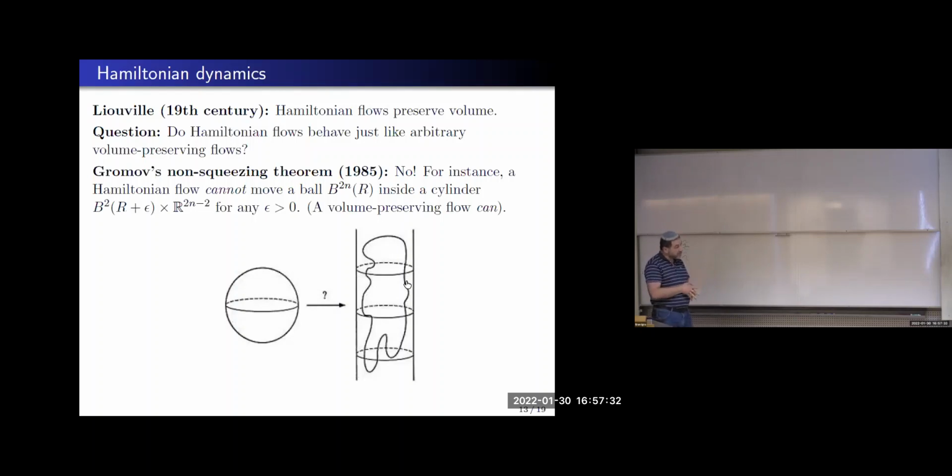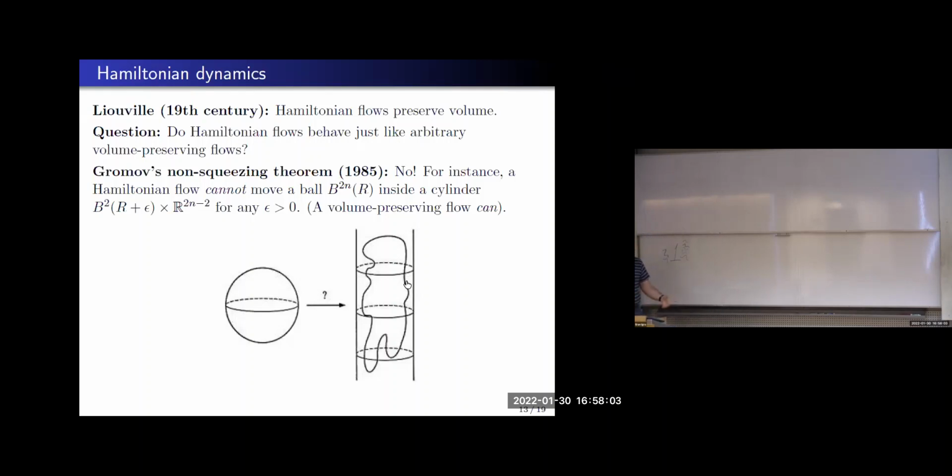This is the cylinder. If you want to move your ball into a cylinder, you can't do it by a Hamiltonian flow. You obviously can do it by a volume preserving flow. Just squeeze your ball, preserving the volume, into a very thin, long sausage, and move the sausage by parallel translation inside the cylinder. But doing this with a Hamiltonian flow is impossible. And that's a really deep fact, which was apparently non-trivial. It was really surprising.